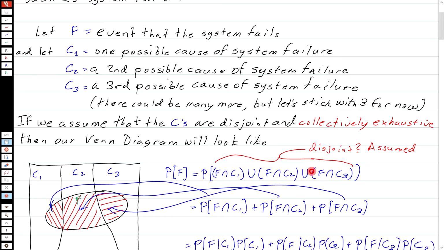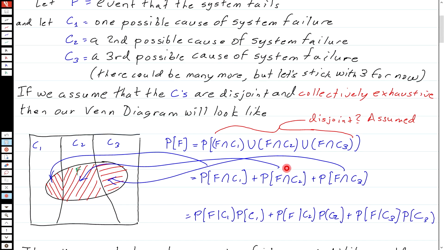In this case, we can draw a Venn diagram that looks something like this. Our sample space consists of the possible causes, and somewhere in there there's a failure event. So given that cause 1 takes place, there's some possibility of a system failure, and that would be the area given here. Similarly, if cause 2 occurs, there's some possibility of failure, and so on.